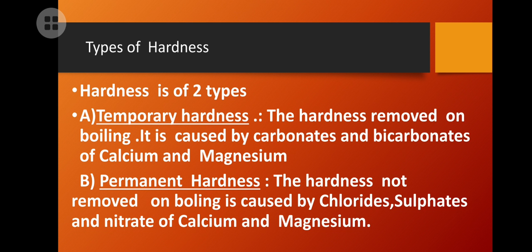The second type of hardness is permanent hardness. This is the type of hardness which cannot be removed on boiling. It is there due to the chlorides, sulfates, and nitrates of calcium and magnesium. So, the substances responsible for permanent hardness are calcium ion, magnesium ion, calcium chloride, magnesium chloride, calcium sulfate, magnesium sulfate, calcium nitrate, and magnesium nitrate.